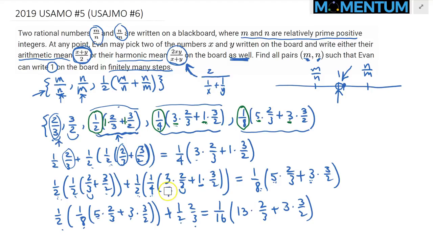Awesome. So well, I messed up pretty badly here. I mean, it's not messed up, but it is kind of dirty. Okay, so yeah, there you go. Let's add this number into our list as well. 1 over 16, 13 times 2/3. Again, 3 times 3 over 2.